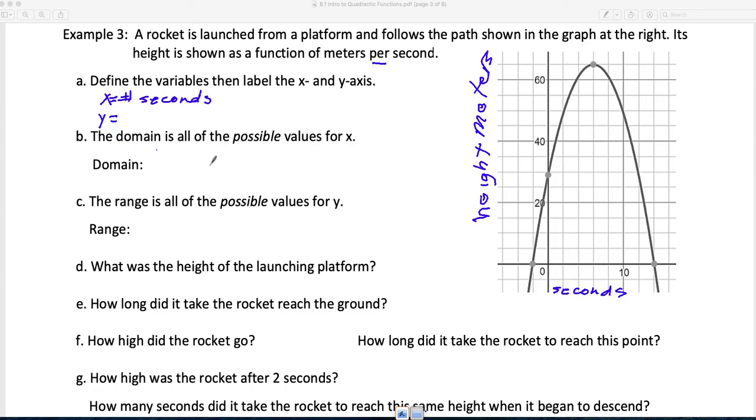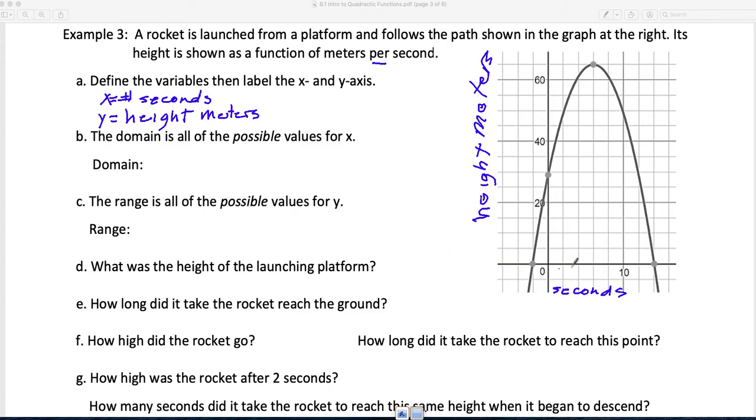And while it's in the air, it reaches a certain height, and whatever that height is, it's in meters. So this is height in meters. Put it this way, so it's sideways, which is interesting. All right, the domain is all possible values for x.